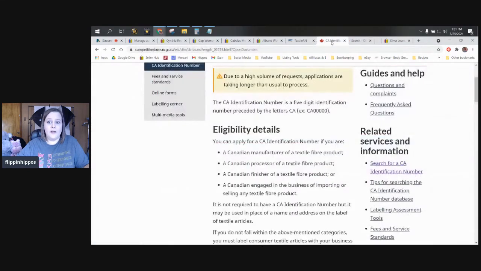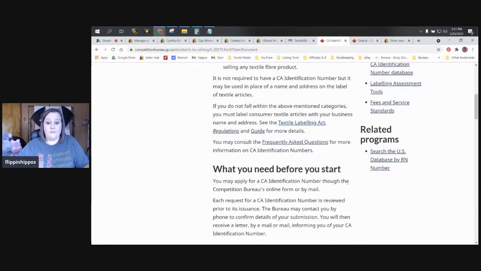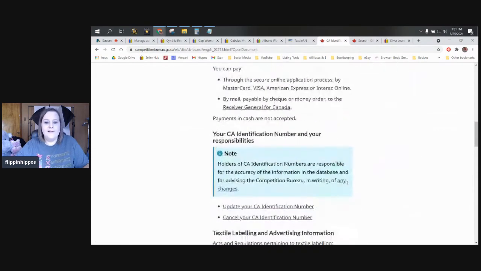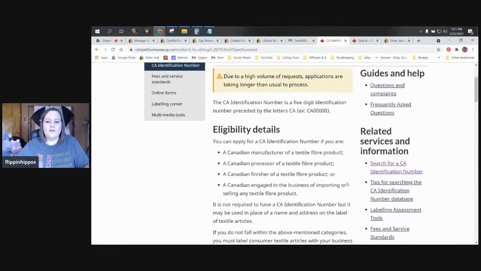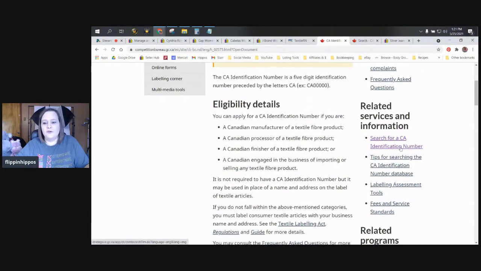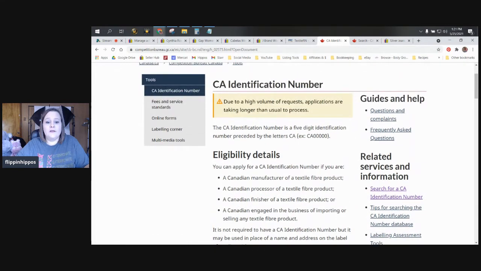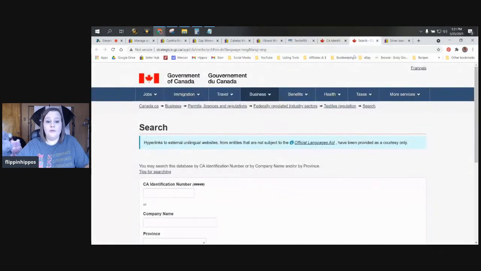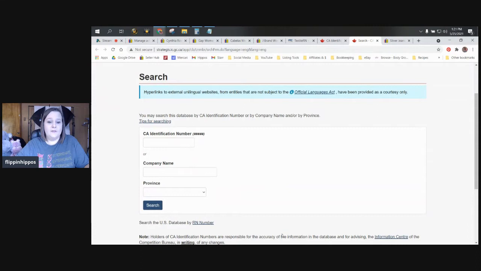Sorry, it pulls you to this page first, and it's like, whoo, this is a lot. It's telling you how you would register yours. So I just went down to the search for an identification number. The Canadian identification number is a 5-digit identification number preceded by the letters CA. So similar to the RN, but it has CA in front instead of RN.